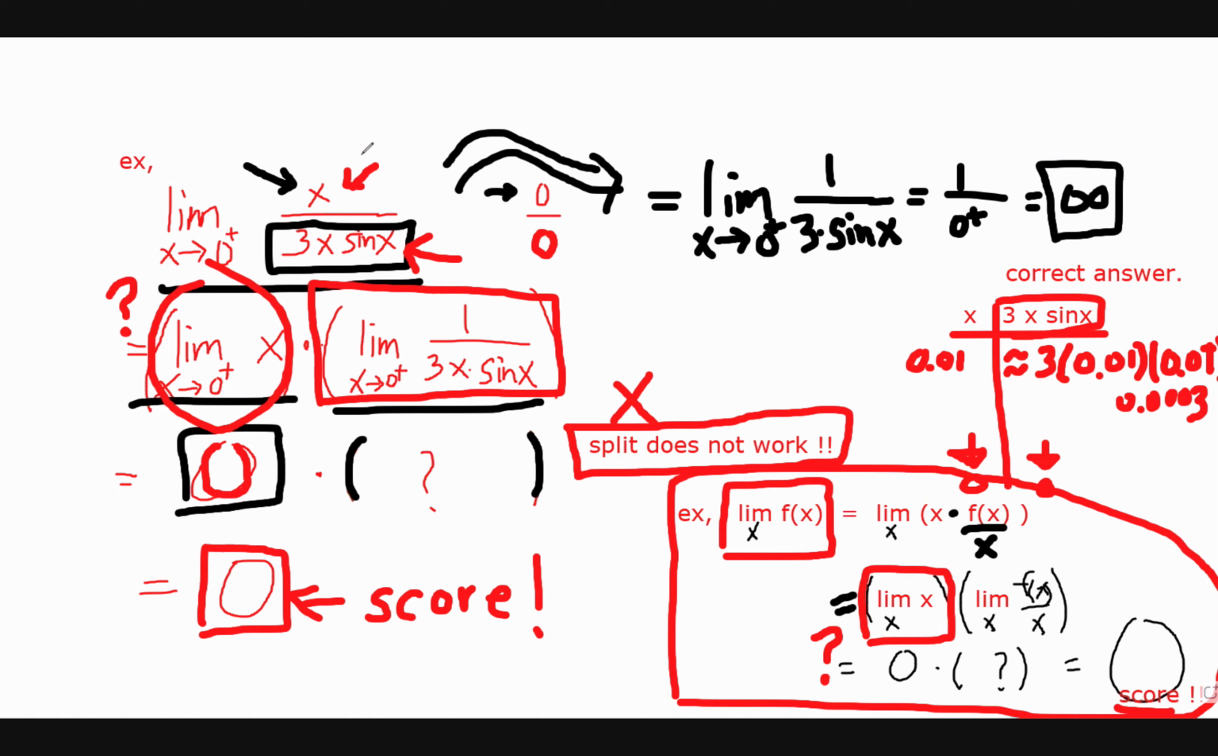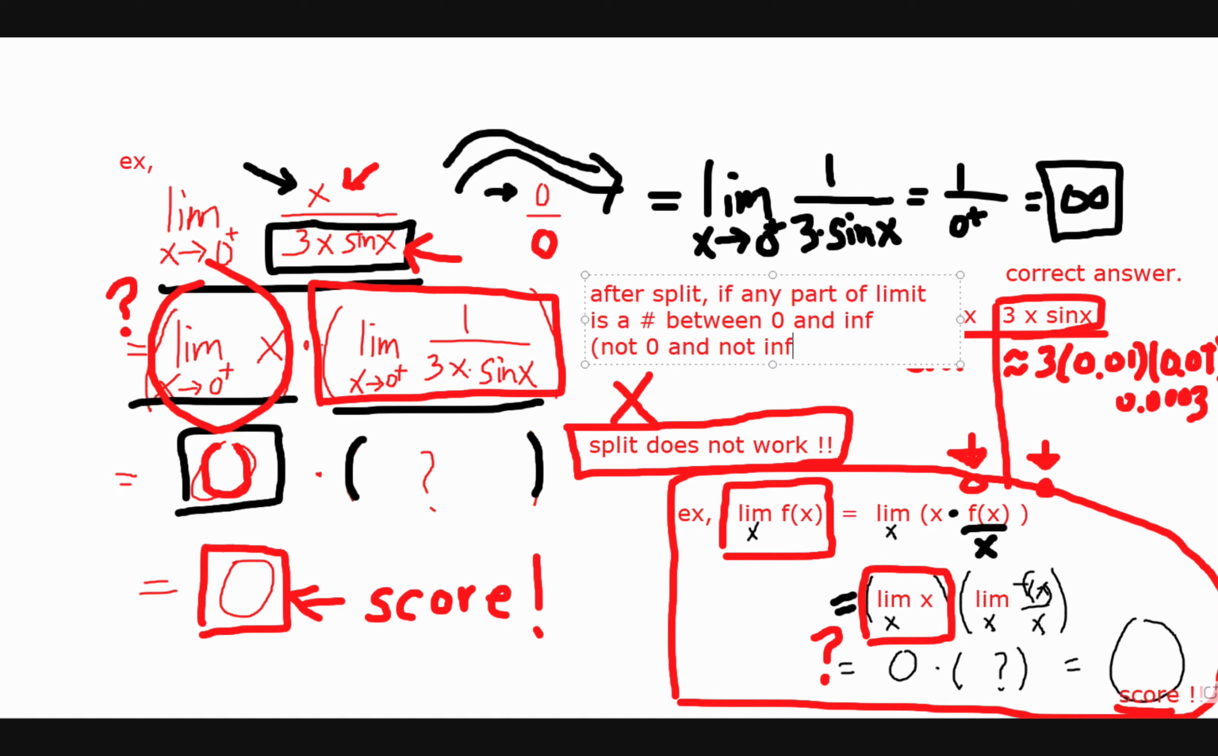If after the split, any part of the limit is a number between 0 and infinity, that is not 0 and not infinity, not infinite, in mathematics we call that bounded, then the split is valid.